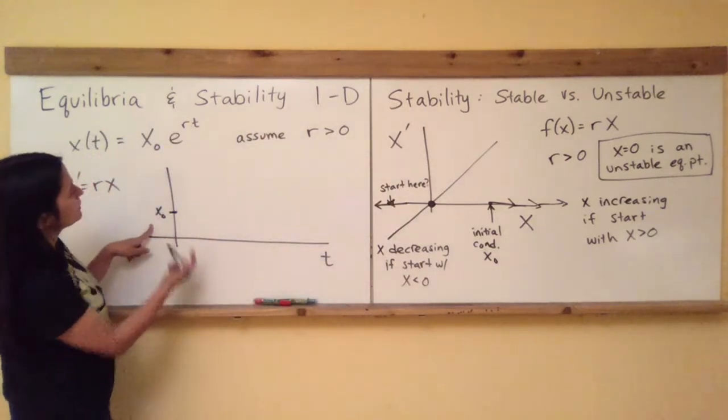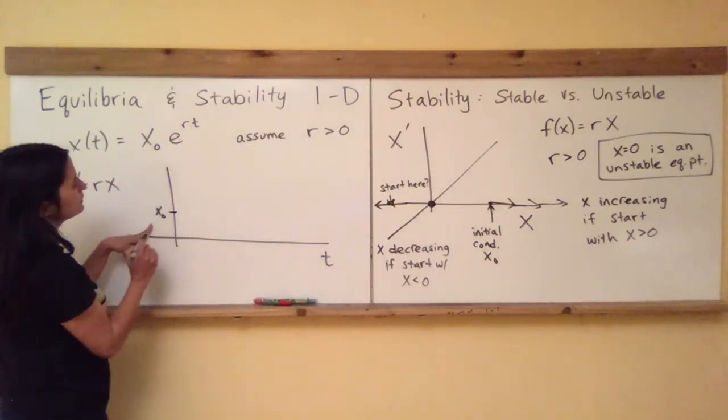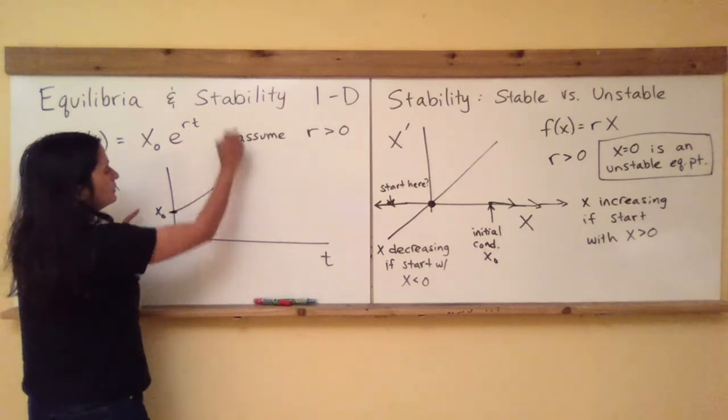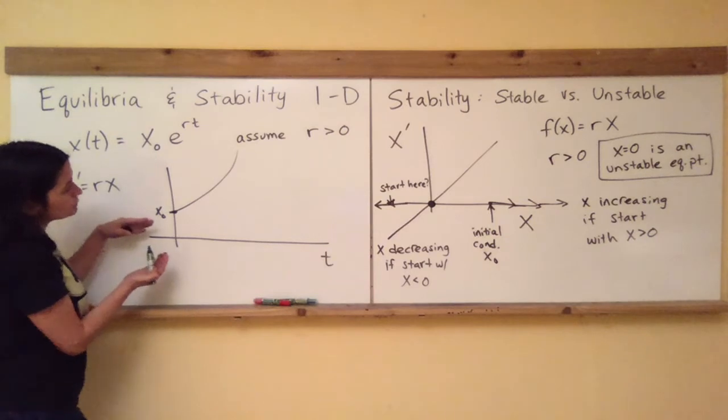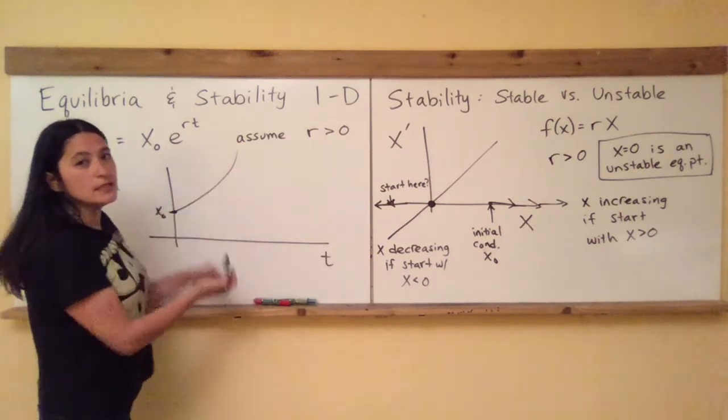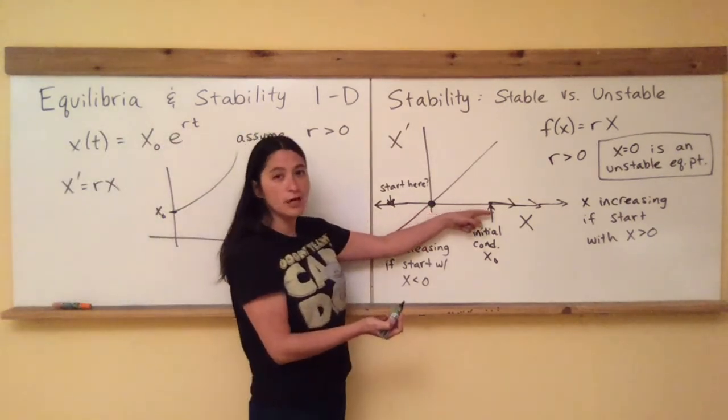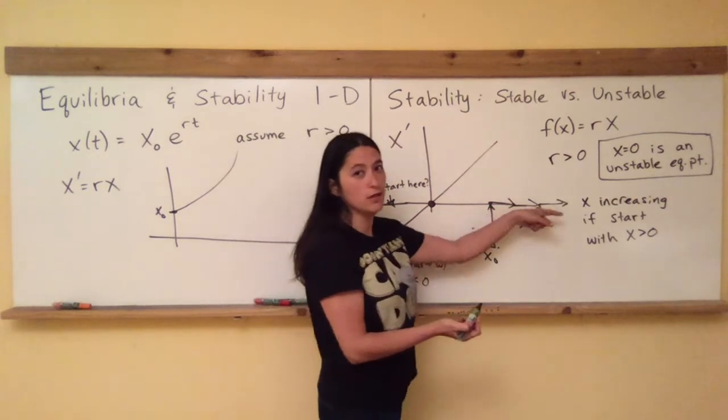What's going to happen when I graph this solution? What does that look like when r is greater than 0? It looks like that. It looks like exponential growth. And the fact that this curve is going up and up and up is the same thing that this arrow is telling me when it says go right, right, right, right.